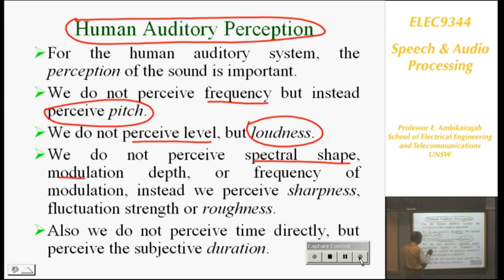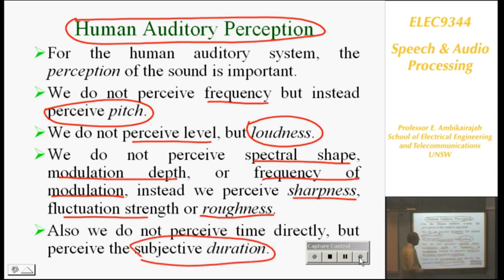It doesn't perceive modulation depth. It doesn't perceive frequency of the modulation. What it perceives is how sharp the signal is, the sharpness, and also you should look at the fluctuation strength and roughness of the signal. It does not perceive time instance of the signal. It perceives the duration of the signal. So the subjective duration is important.